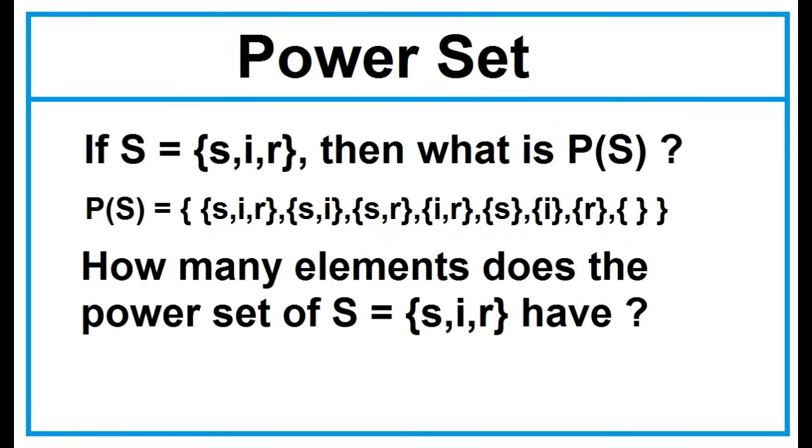How many elements does the power set of set S have? Since a power set contains all the subsets of a given set, it follows the formula 2 to the power of n, where n is the number of elements. So the number of elements of P of S is 2 to the power of 3, which is equal to 8.